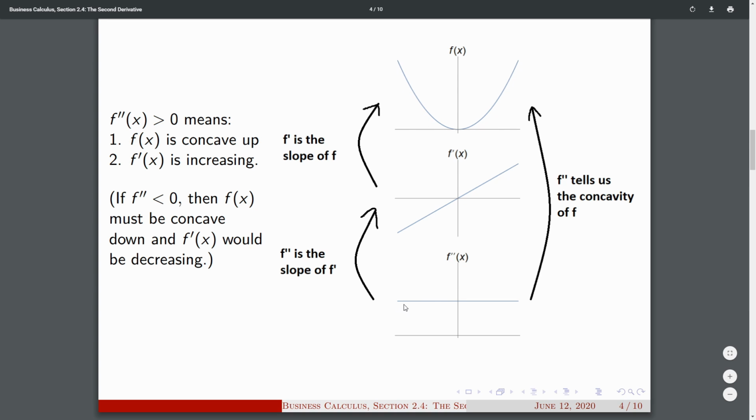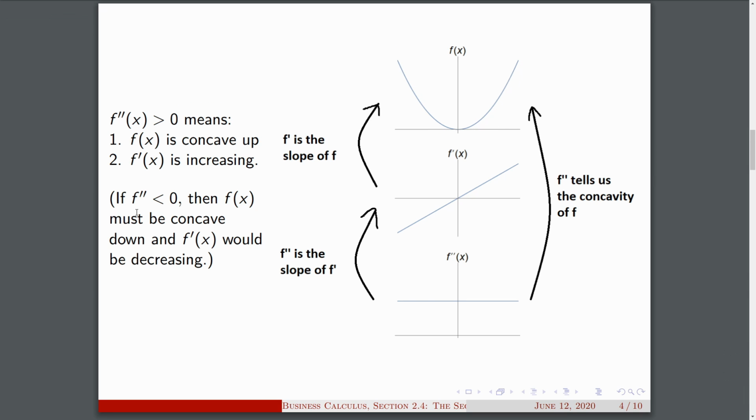All right. So the fact that this is positive tells us that the function is concave up everywhere. It has a cup shape. Every point on the curve is part of a cup shape. All right. Good.